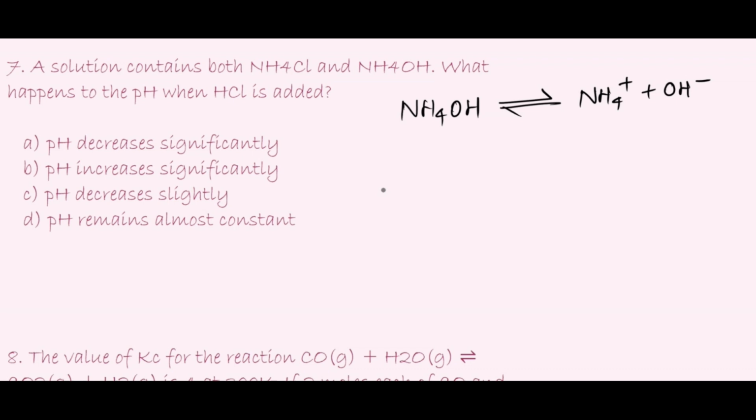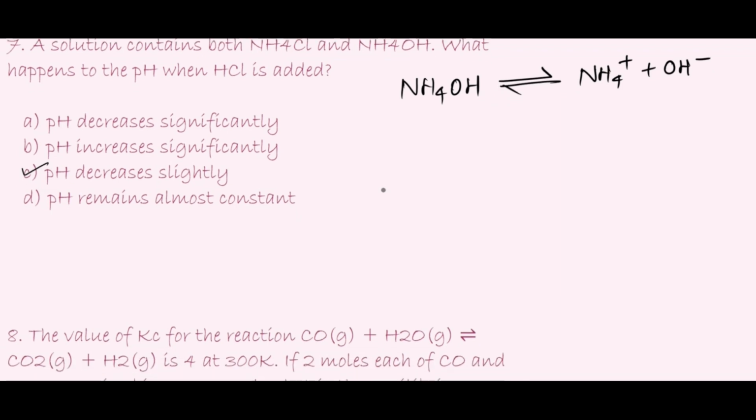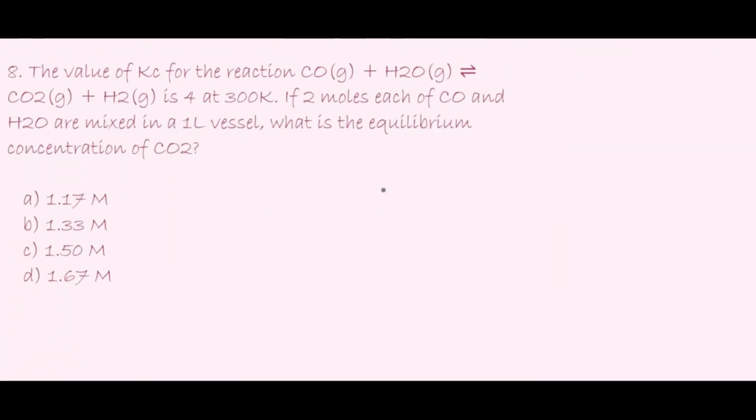So what will happen to the pH? The pH will undergo only a small change. The pH will decrease slightly because HCl is added to it. Lower the pH, more will be the acidity. Higher the pH, more will be the alkalinity.